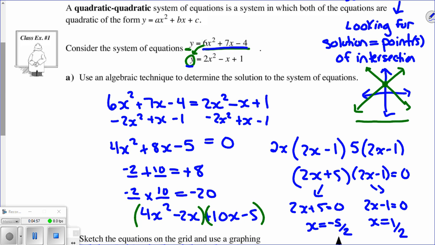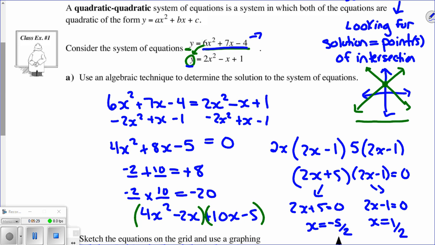Now, I have two different values for x, so that means there are two locations where these graphs will cross each other. And that makes sense. Parabolas, whenever I draw them, could intersect in more than one location. So I have two x locations, which means when I state my solution, I need to state it as a coordinate value. So I'm going to go back to each equation here, plug in that value of x, and find the corresponding value of y.